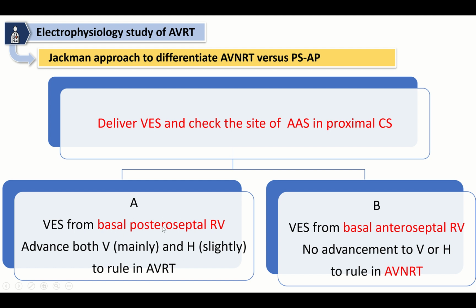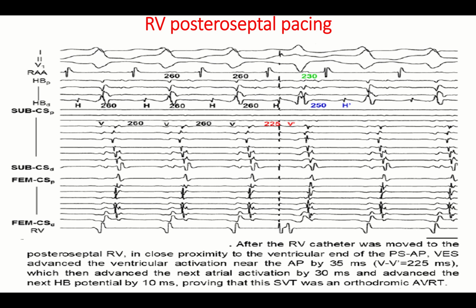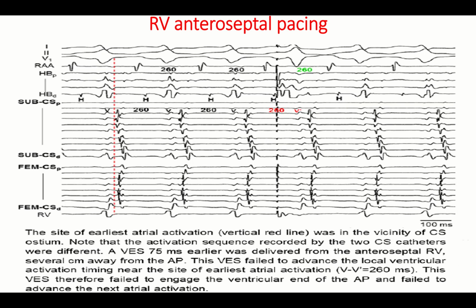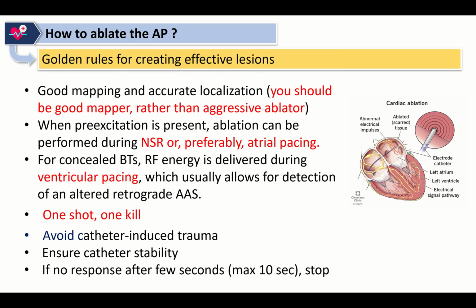This is from basal posteroseptal RV. Then go to basal anteroseptal RV and deliver ventricular extra stimulus to rule in AVNRT. If no advancement to V or H, it excludes accessory pathway and confirms it is AVNRT. And this is an example of when you should give extra stimulus from posteroseptal and anteroseptal to discriminate AVNRT and accessory pathway.